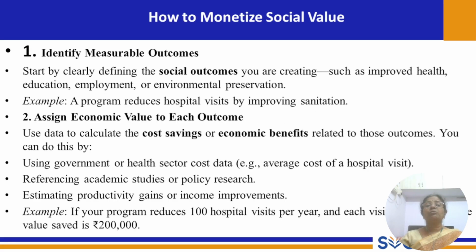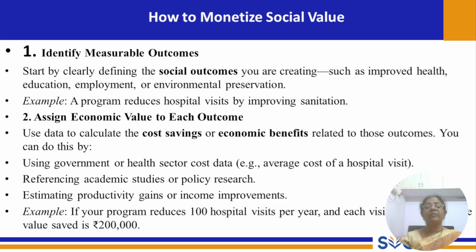Then, how to monetize social value? First of all, identify measurable outcomes. We need to start by clearly defining the social outcomes you are creating, such as improved health, education, employment, or environmental preservation. Example, a program reduces hospital visits by improving sanitation.